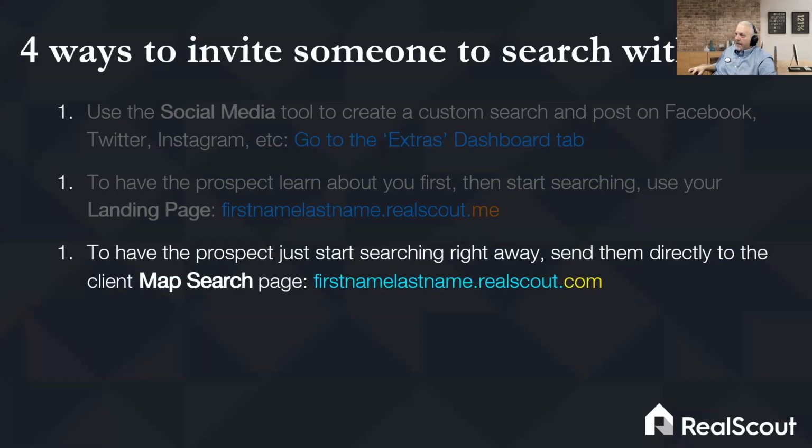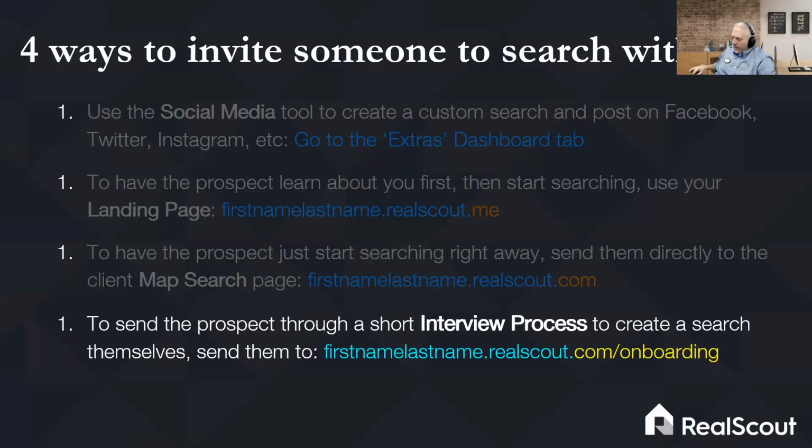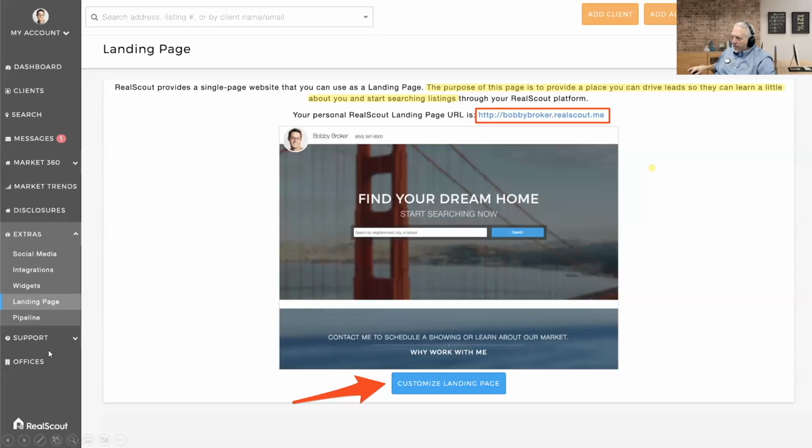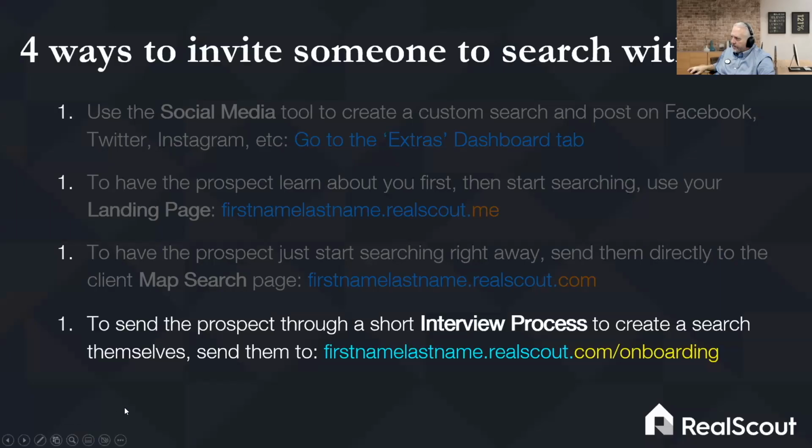Okay. A third way that you can use RealScout is have them just start searching right away. Send them a direct map search link with your unique URL, and they immediately start going into a search page that looks like this. How did we get to that? Through your first and last name.realscout.com. So that was just the link that they would use.